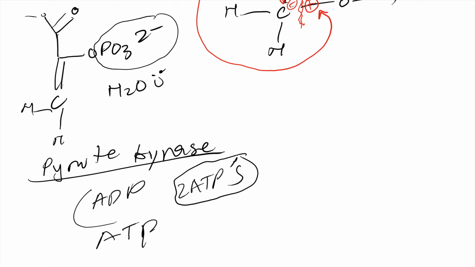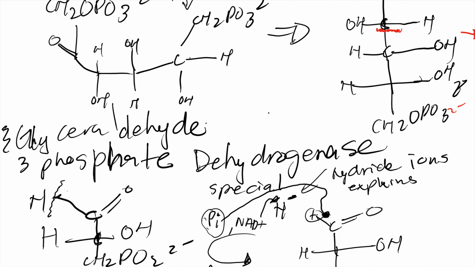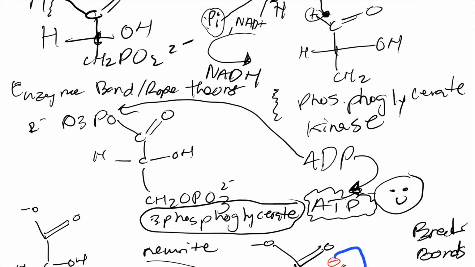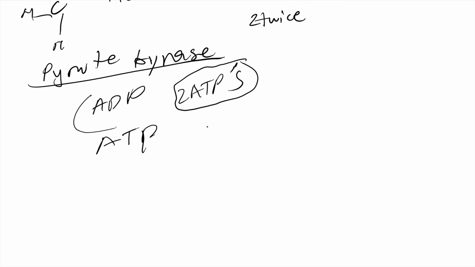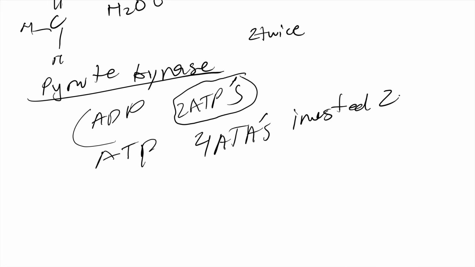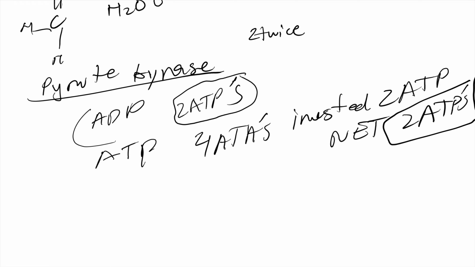That we made, and this cycle happens twice. It happens twice, right? Because remember that we cut this molecule in two, so we made two molecules, so the process happens twice. So we actually get 4 ATPs, and we invested 2 ATPs, so we get a net of 2 ATPs in glycolysis.